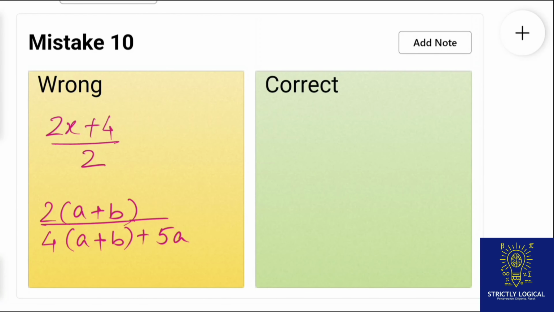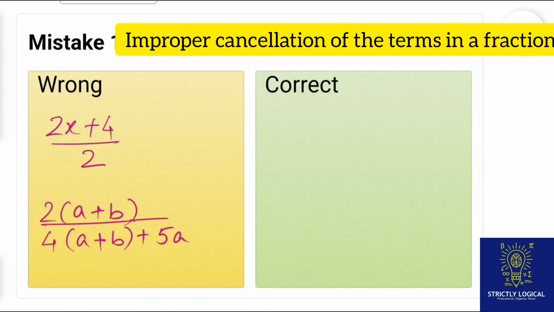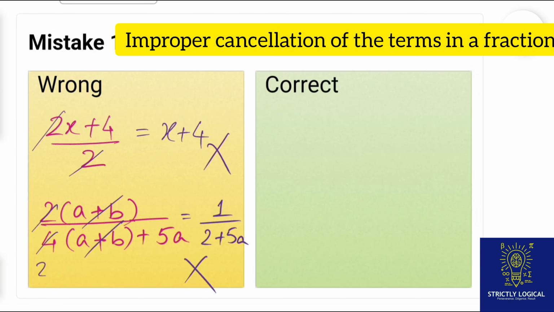Now the next mistake is improper cancellation of the terms in a fraction. Here I have taken two examples. The first one is 2x plus 4 by 2. Here we can easily see that in the numerator we have 2 and 4, which can be cancelled by 2. So what students do is they just cancel out 2 and 2, and that's how the answer would be x plus 4. But actually this is wrong. In the second example, one can easily just cut a plus b because these two are similar, and 4 will get cancelled out by 2. So the final answer could be 1 upon 2 plus 5a. But actually this is so wrong.